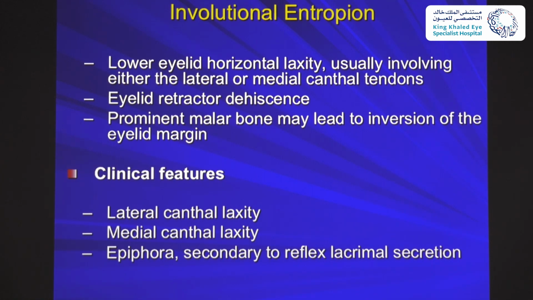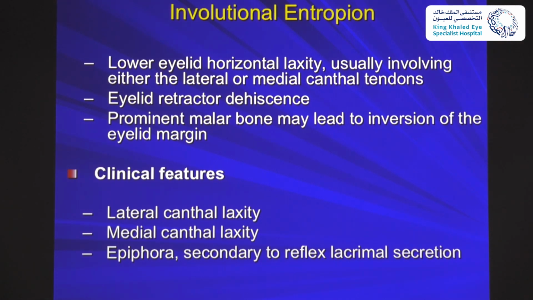What about involutional entropion? As we mentioned before, it affects the lower eyelid. We don't see it in the upper eyelid. Why does it happen? Because of laxity, and that can be either horizontal laxity or vertical laxity. What we mean by horizontal laxity is laxity in the medial canthal tendon or lateral canthal tendon. What do we mean by vertical laxity? Anybody? Tarsus? No. When you say horizontal laxity, we're talking about the medial and lateral canthal tendon. What about vertical laxity?